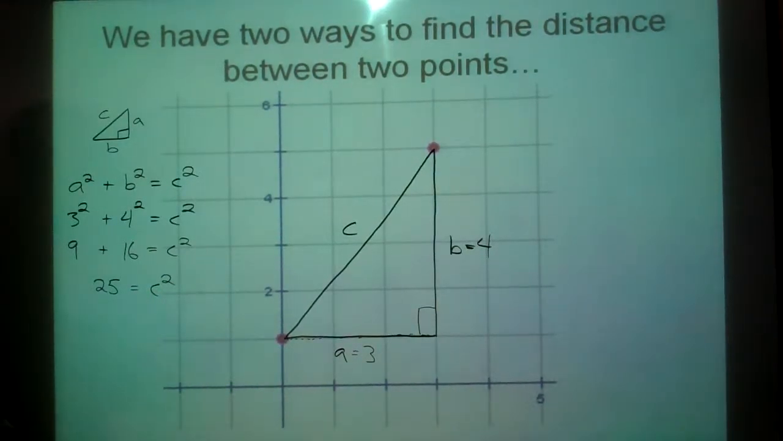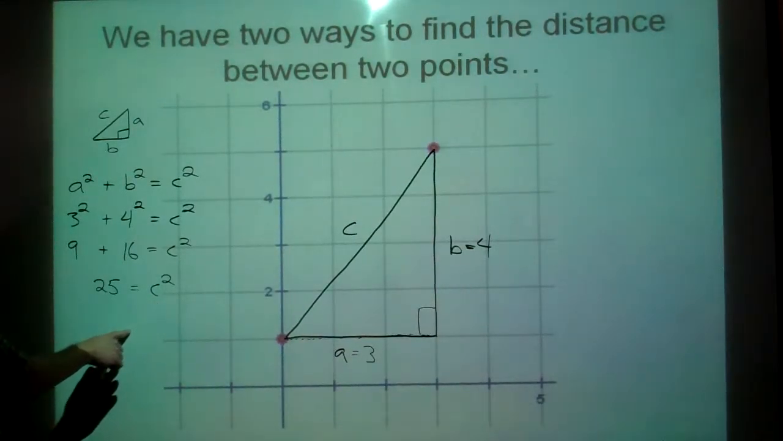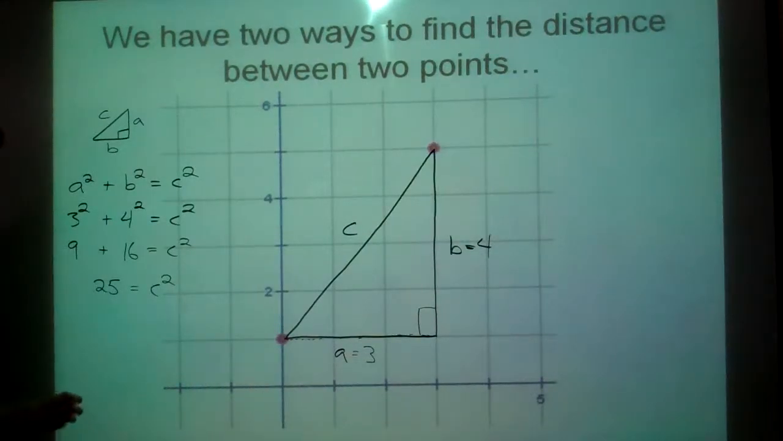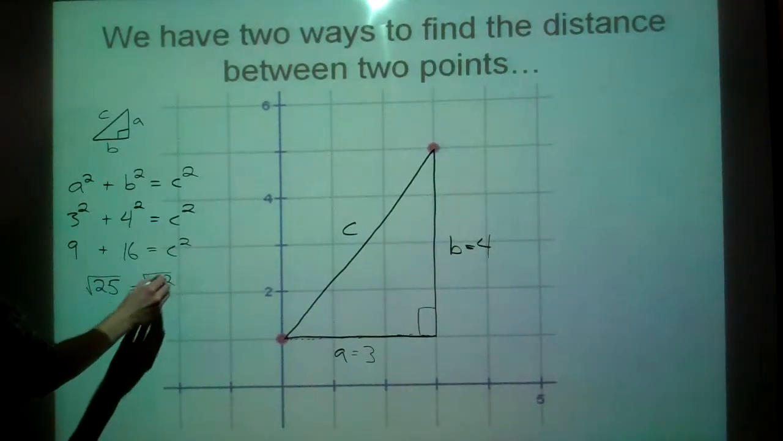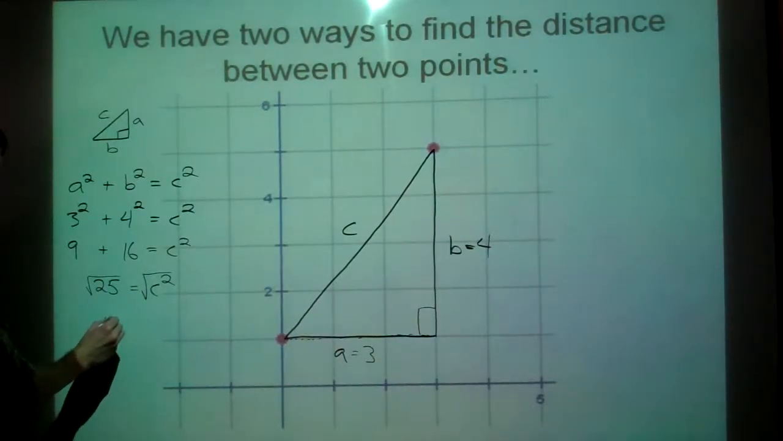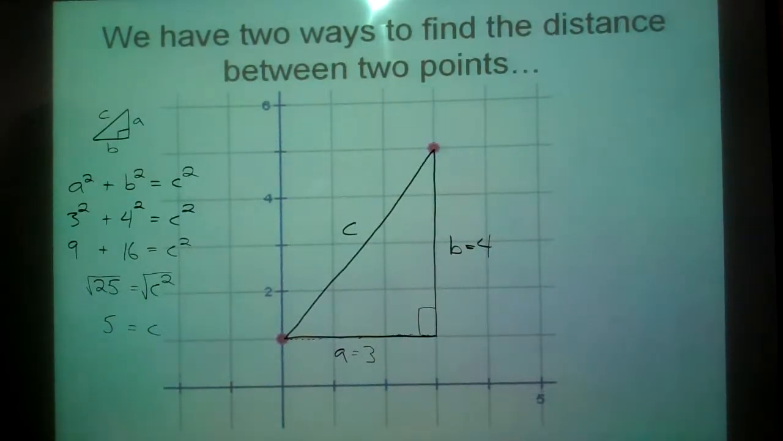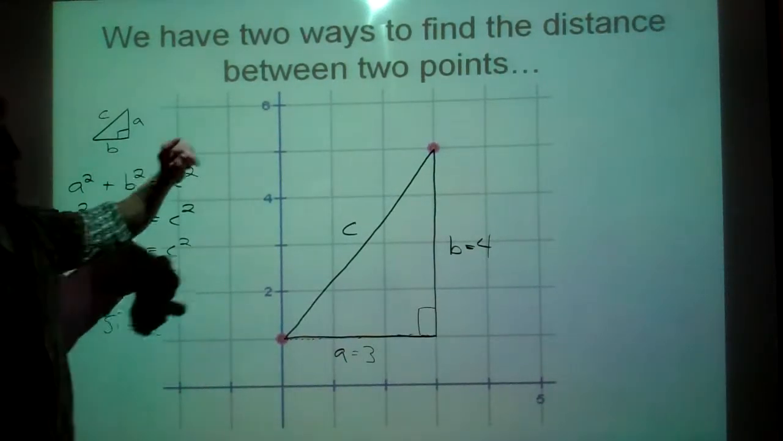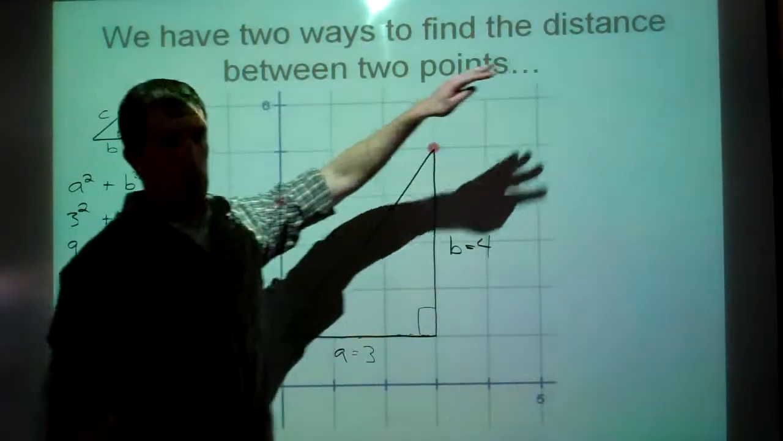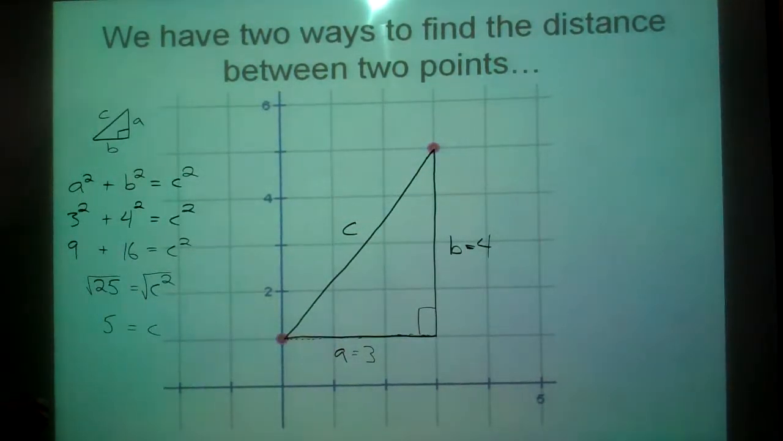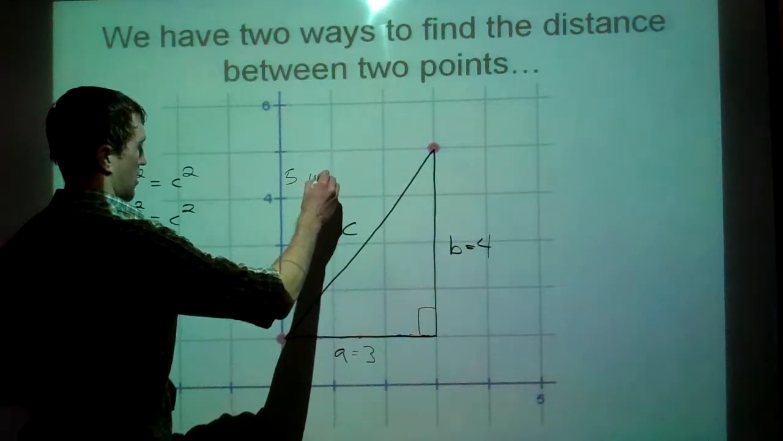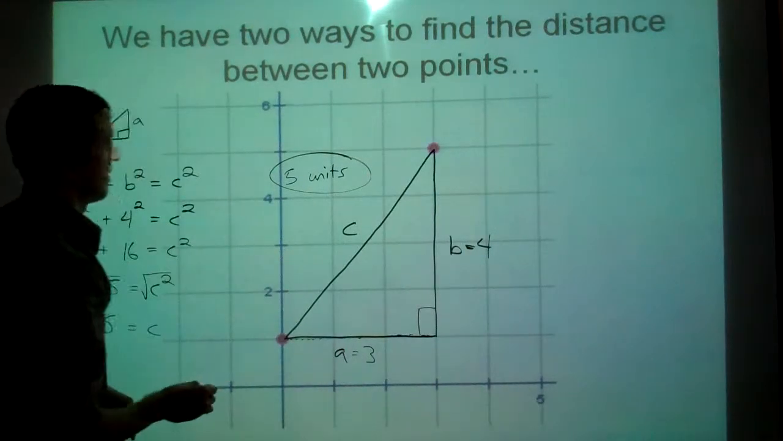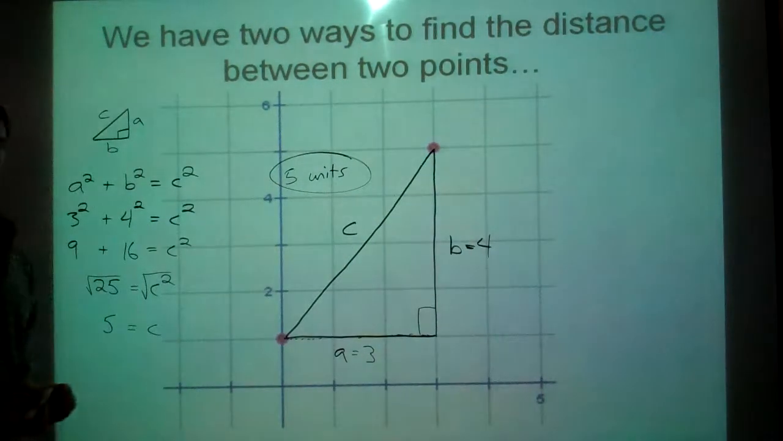Now, at this point we have 2 solutions here. We know that 5 times 5 is 25. Remember, we want to do the square root at this point. So if we square root, we get 5 equals C. We also could have negative 5 as a solution, because negative 5 times negative 5 also gives us a positive 25. But we're talking about distance, and we can't have a negative distance, so we're going to stick with the positive answer for this one. So C would be 5 units for the distance. So from here to here, it is 5 units. And that's how we would figure that distance out, using the Pythagorean theorem.